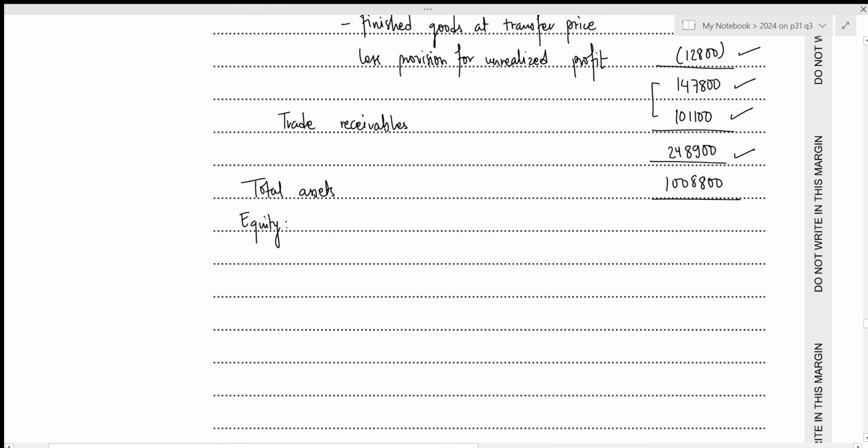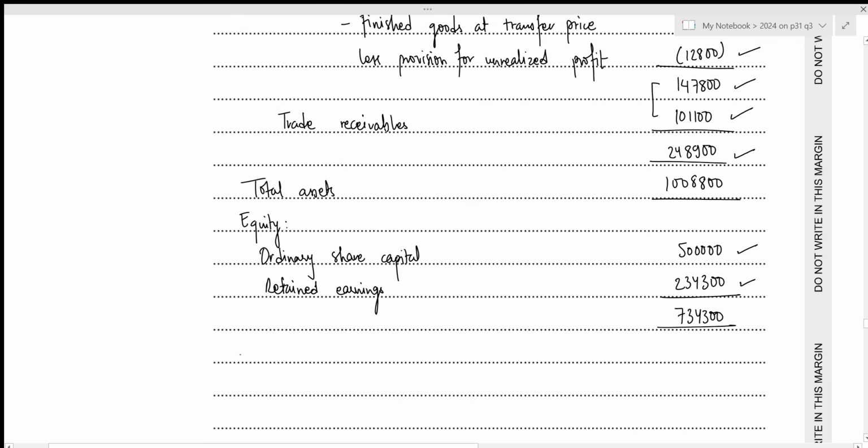We have the ordinary share capital of 500,000. Then we recalculated the retained earnings, which was 234,300. Now let's calculate the total for the equity. That will be 500,000 plus 234,300, which results in 734,300.